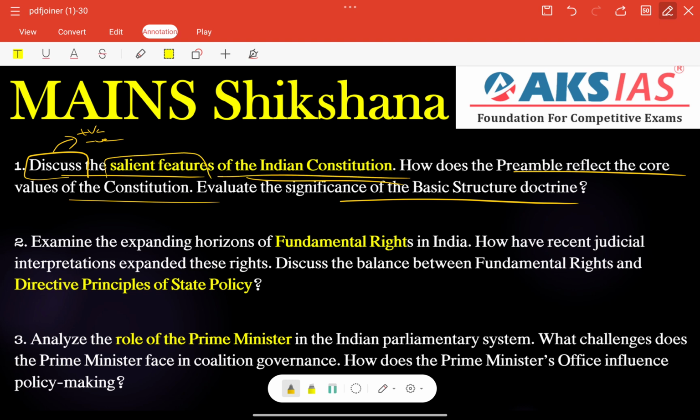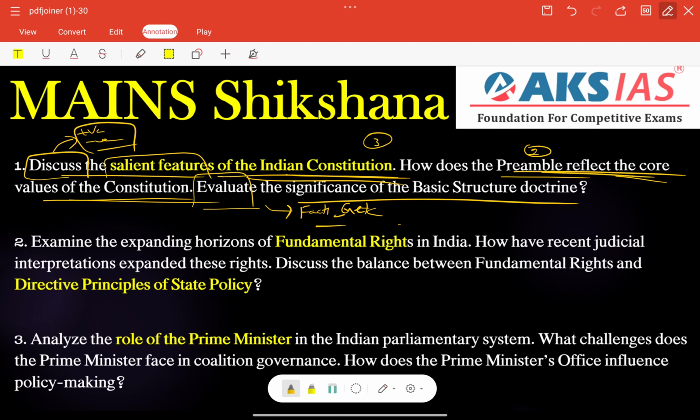First part, how does the preamble reflect the core values of the Constitution? This is the second part, second important keyword: evaluate the significance of the basic structure doctrine. Here, evaluate means again we need to focus on providing some facts, examples, etc. Right? In total we have 3 parts to address. Salient features of the Indian Constitution is the first thing, right? Next, preamble reflecting the core values of the Constitution is the second part, right?